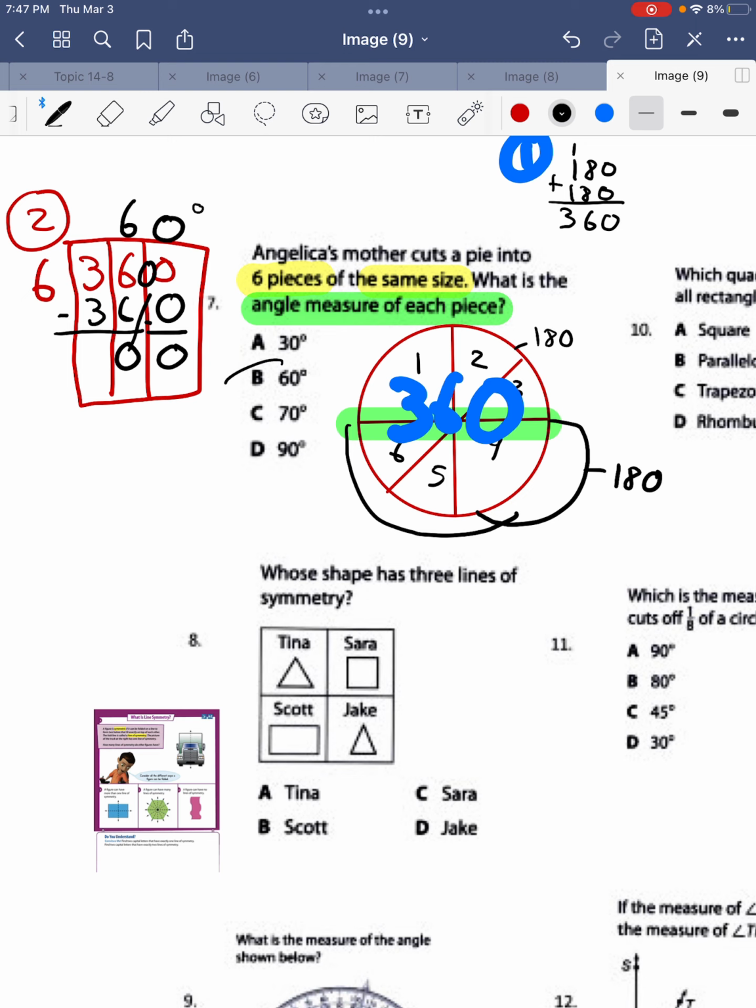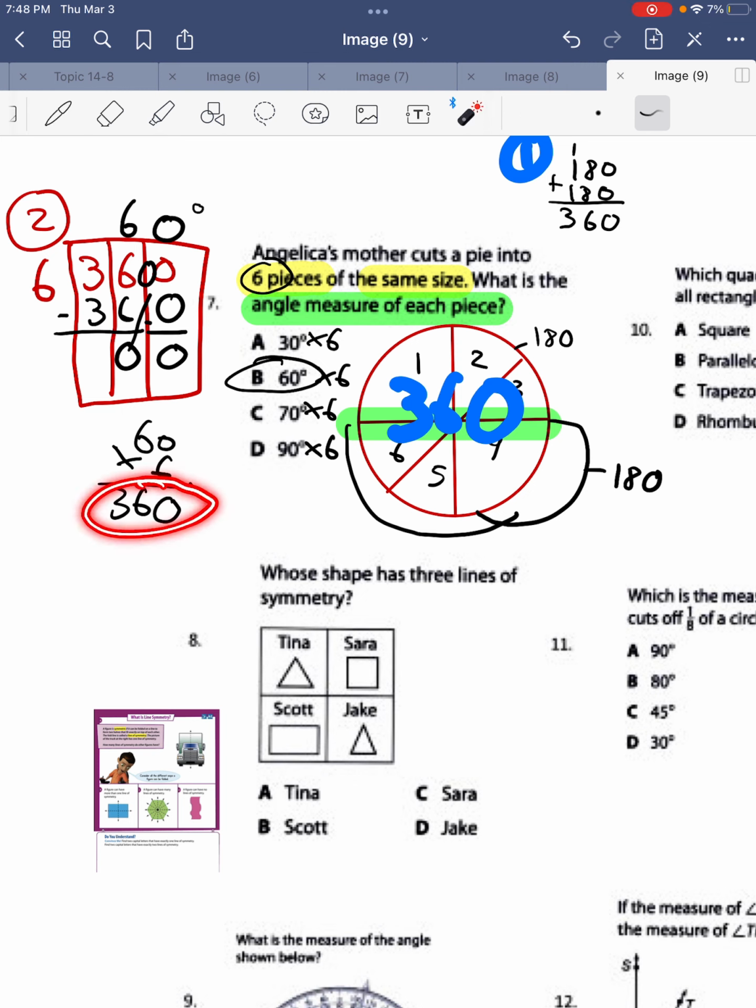B is my answer. Another way you could do that, if you didn't want to divide, is you can say, okay, I can multiply 6 by every number and see which one gives me 360. And if you did 60 times 6, well, 0 times 6 is 0. 6 times 6 is 36. And then you could say, since I get the same thing, 36, 36, that means 60 is my answer. You can do it that way too.